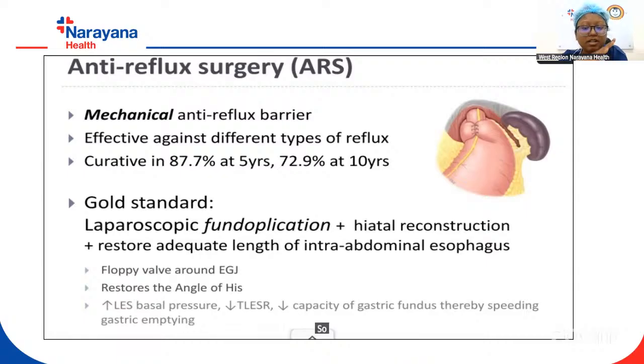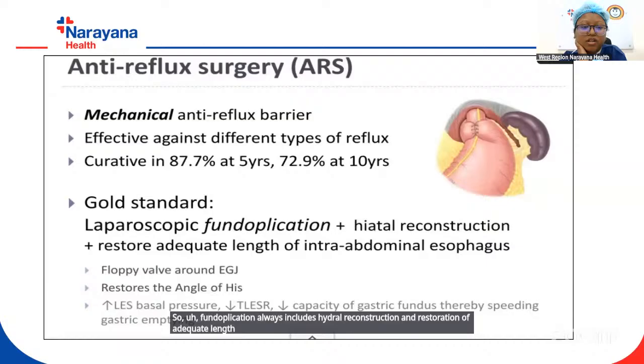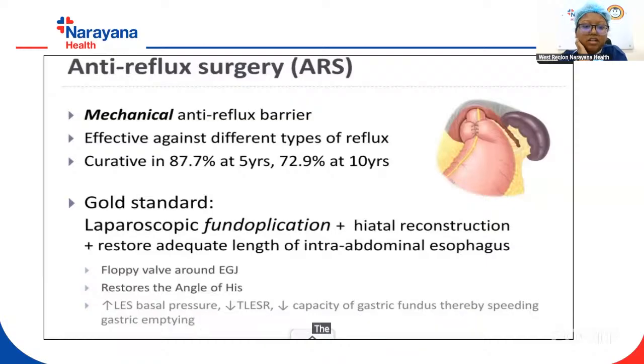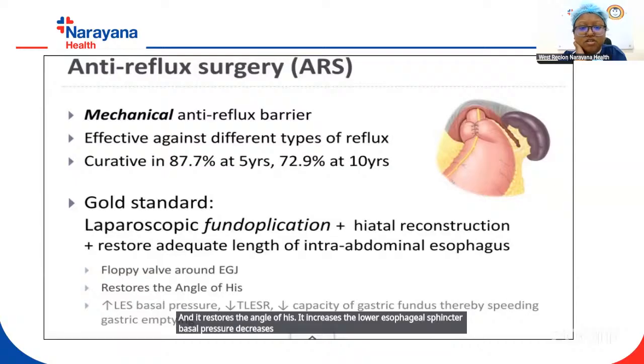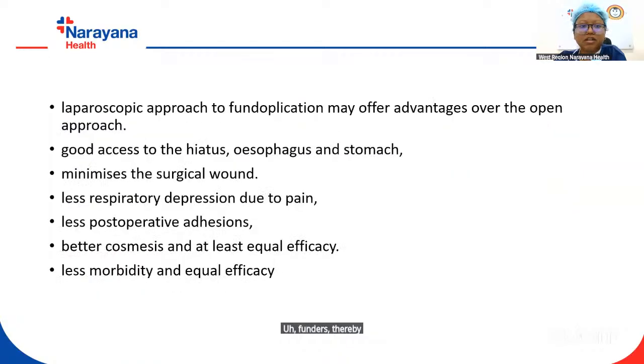Fundoplication always includes hiatal reconstruction and restoration of adequate length of intra-abdominal esophagus. The valve which is created around the esophagogastric junction should be floppy, and it restores the angle of His. It increases the lower esophageal sphincter basal pressure, decreases the transient relaxation of lower esophageal sphincter, and decreases the capacity of gastric fundus, thereby speeding the gastric emptying.